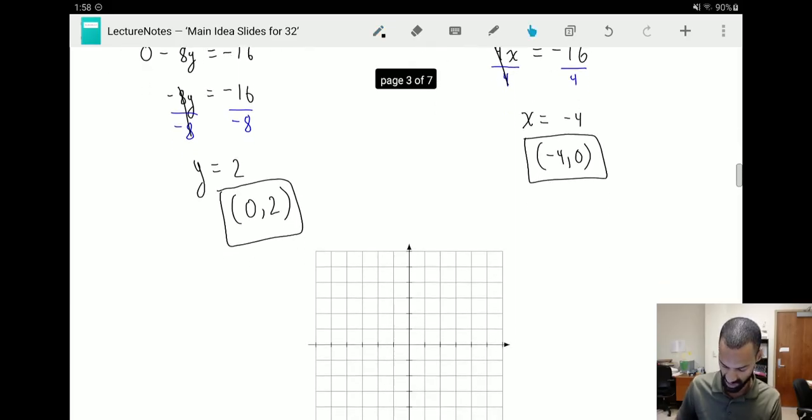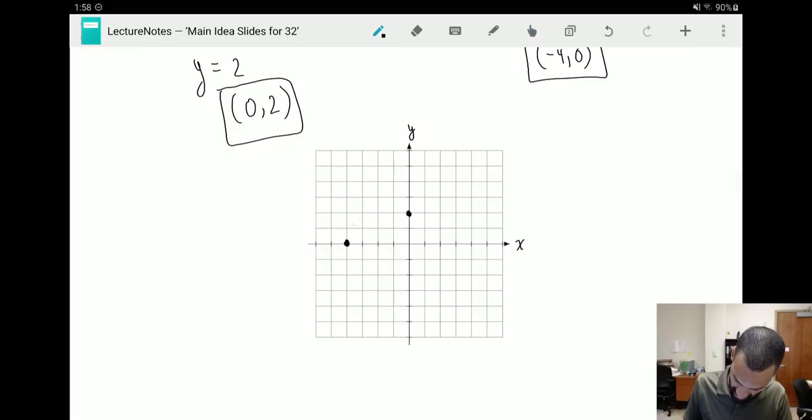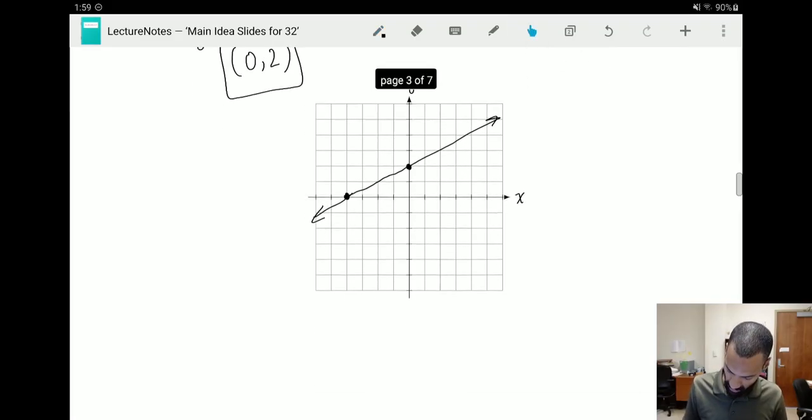Okay, let's talk about those 2 points real quick. So 0, 2: 0 in the middle, then up 2. Negative 4, 0: left 1, 2, 3, 4, and then don't go up or down at all. Notice where these 2 points lie. They are on the x and the y axis. And so let's get to that in just a second. Let me draw my line here. Not very good at drawing lines, but I think you can picture it. Pretend like that's a straighter line. Okay, let's talk about those 2 points. So 0, 2 and negative 4, 0.